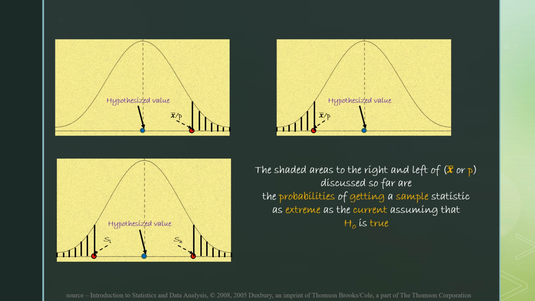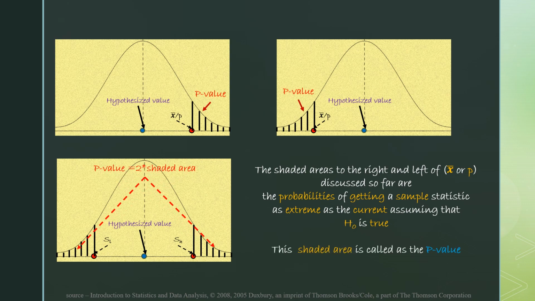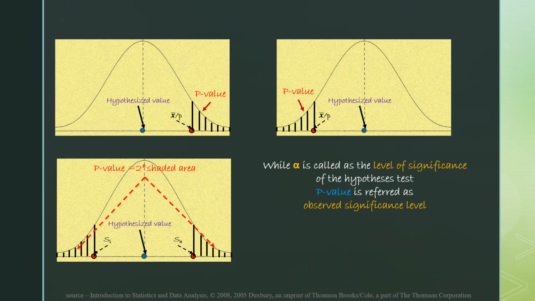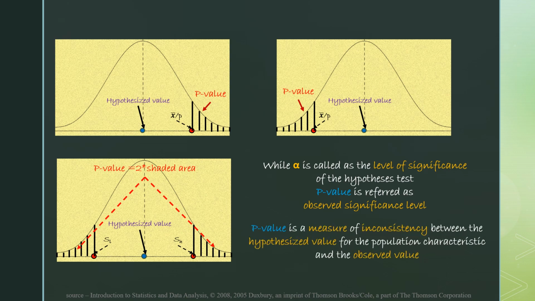The shaded areas to the right and left of x bar or p discussed so far are the probabilities of getting a sample statistic as extreme as the current one, assuming that H0 is true. This shaded area is called the p-value. While alpha is called the level of significance of the hypothesis test, p-value is referred to at times as observed significance level. P-value is a measure of inconsistency between the hypothesized value for the population characteristic and the observed value.